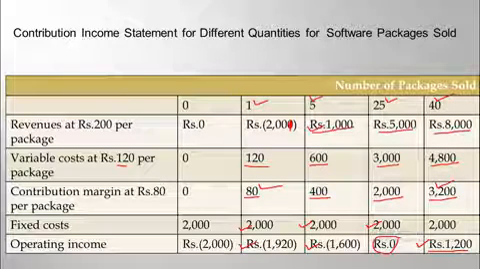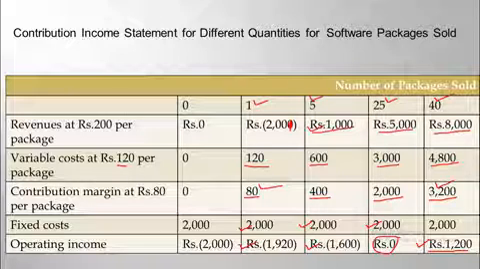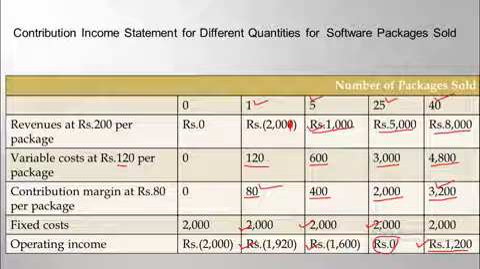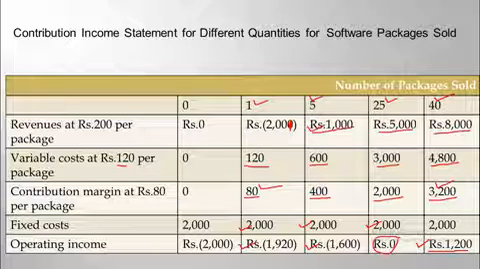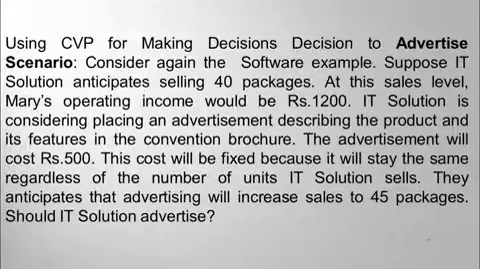So cost volume profit analysis helps to understand that when there is a change in sales, there will automatically be a corresponding change in profit. If there is a change in cost, automatically there will be a change in profits. So to understand this relationship, we are going to look at the next question. The use of this cost volume profit analysis is to take a decision regarding advertisement. For example, IT Solution Private Company Limited wants to go for advertisement. Now the question is whether they should go for advertisement or not.